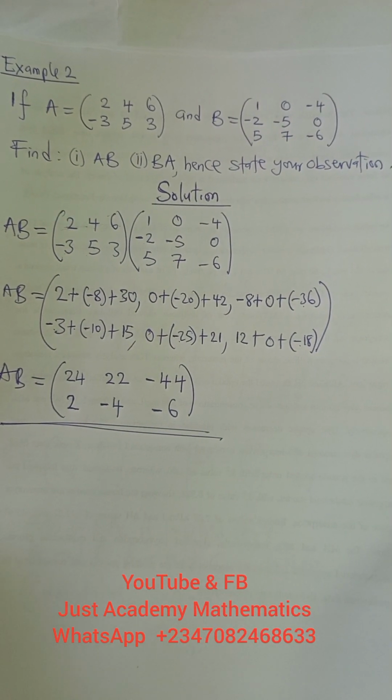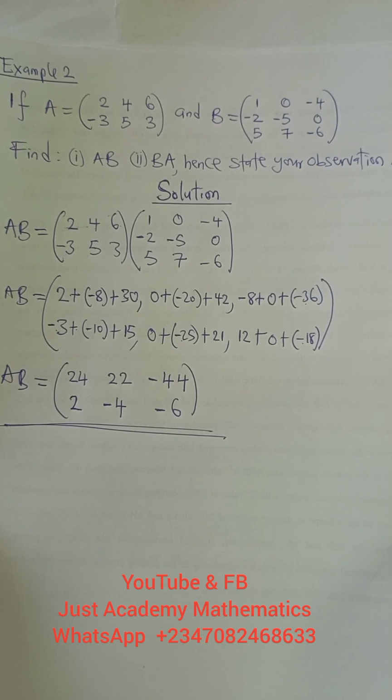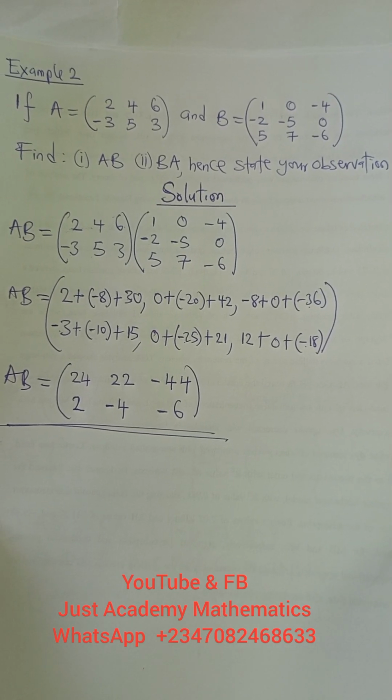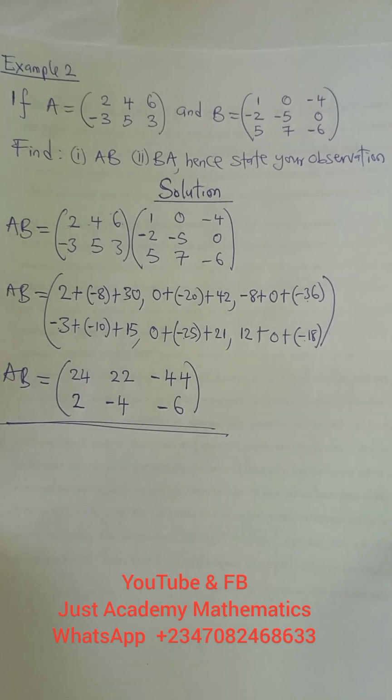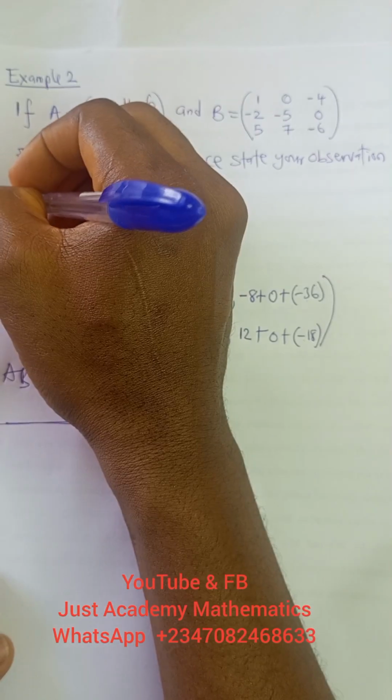This is the answer for A times B, A multiplied by B. This is what you are going to get. This is what you are expected to get. Does that make sense? Okay, that is for I.